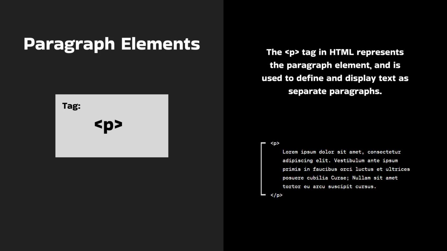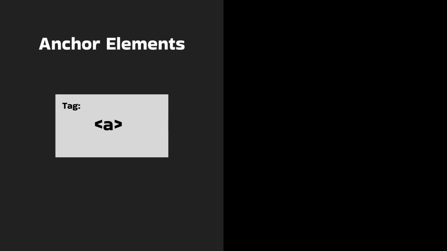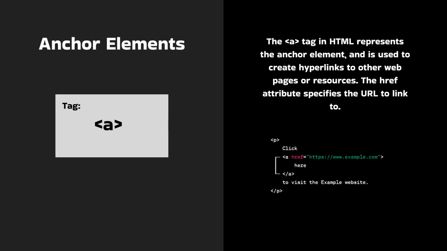Paragraph elements. The P tag in HTML represents the paragraph element and is used to define and display text as separate paragraphs. Anchor elements. The A tag in HTML represents the anchor element and is used to create hyperlinks to other web pages or resources. The href attribute specifies the URL to link to.